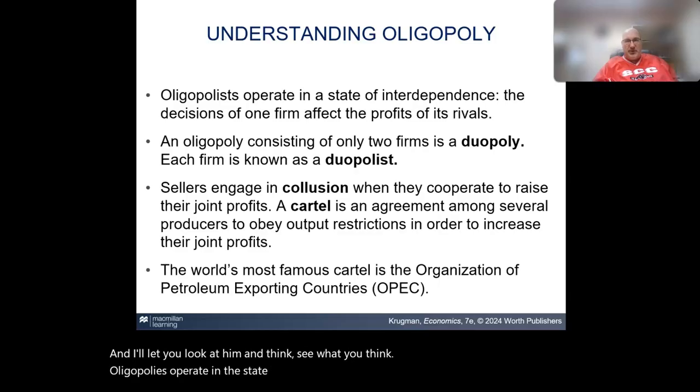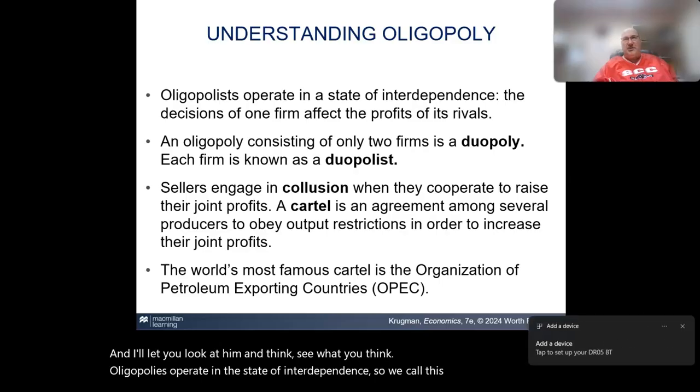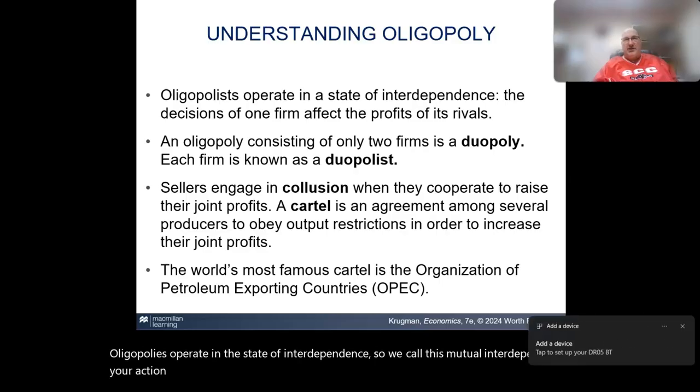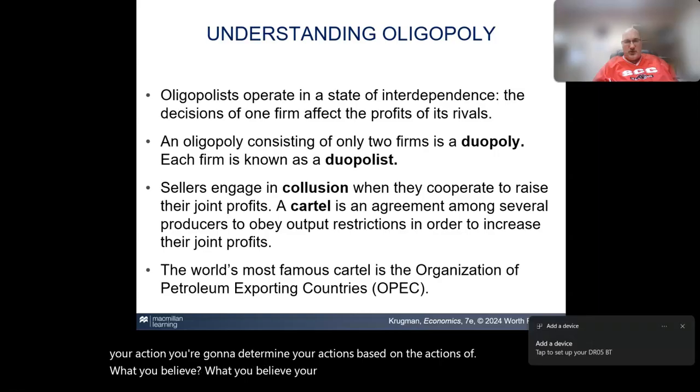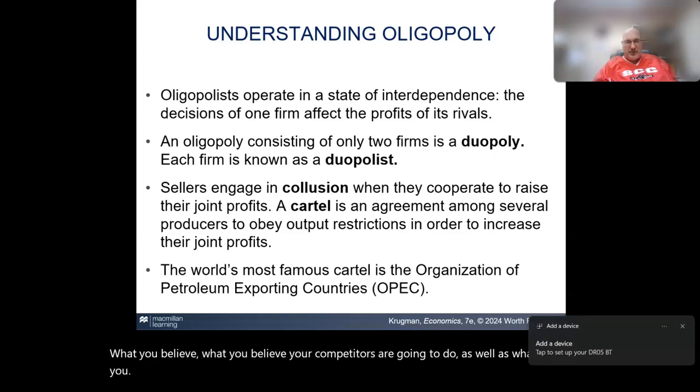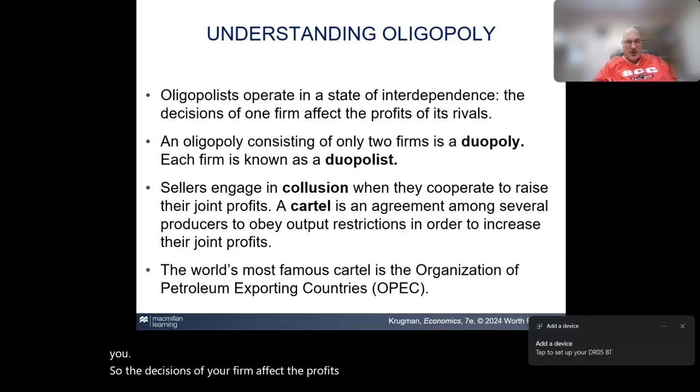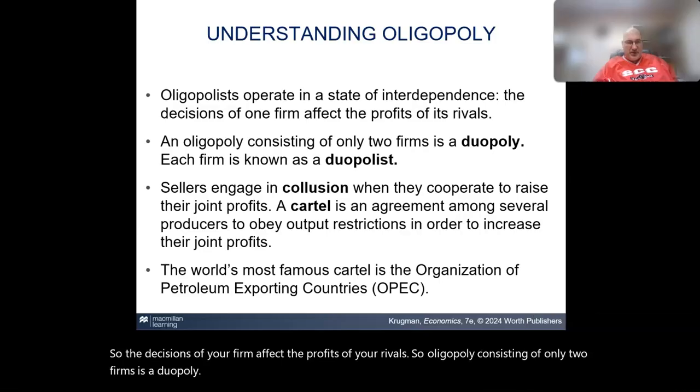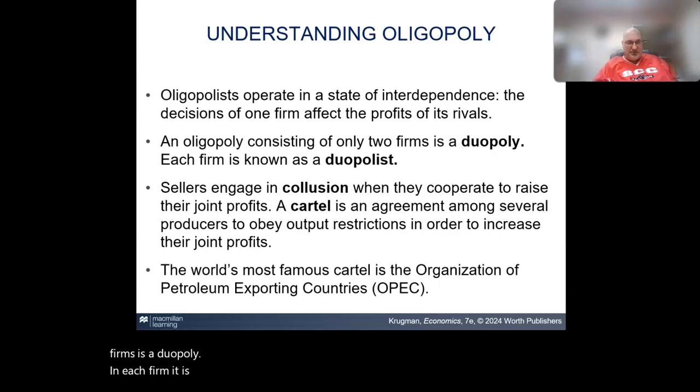So we call this mutual interdependence. You're going to determine your actions based on what you believe your competitors are going to do, as well as what is best for you. So the decisions of your firm affect the profits of your rivals. An oligopoly consisting of only two firms is a duopoly, and each firm is known as a duopolist.